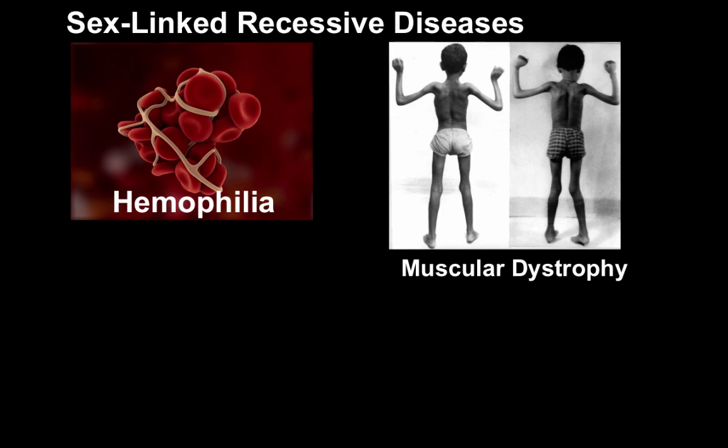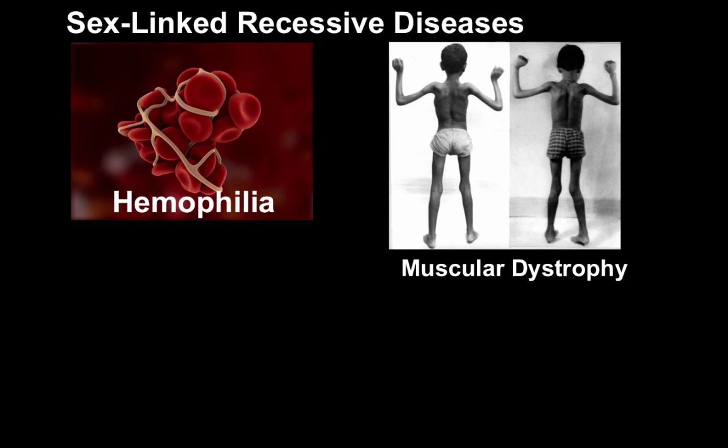Alright, so let's look at some of these sex-linked recessive diseases. We'll really only be talking about the recessive ones because they have some pretty significant issues associated with them. First one we're going to talk about is hemophilia. And a person that has hemophilia is also called a hemophiliac. And hemophilia is where the blood does not clot correctly, and people can actually bleed out from a small cut or wound.